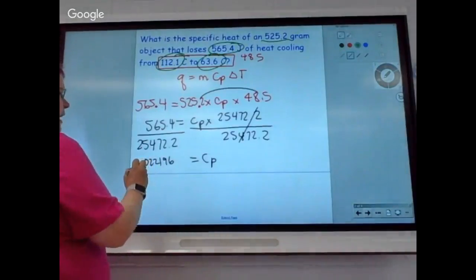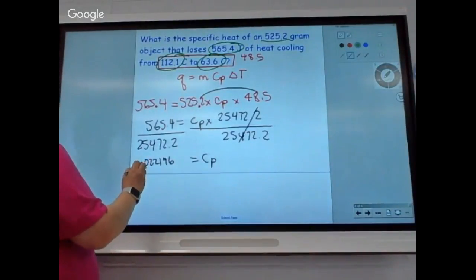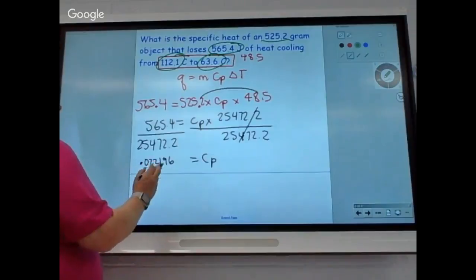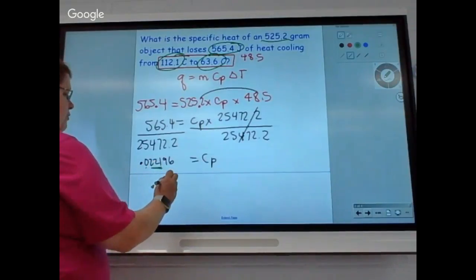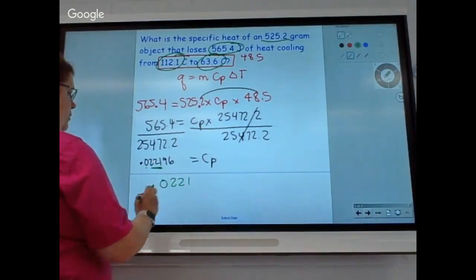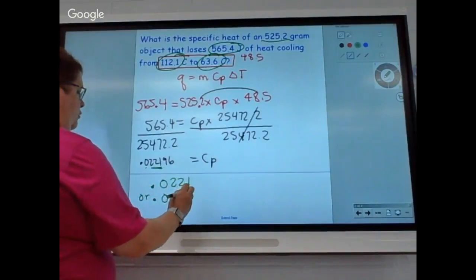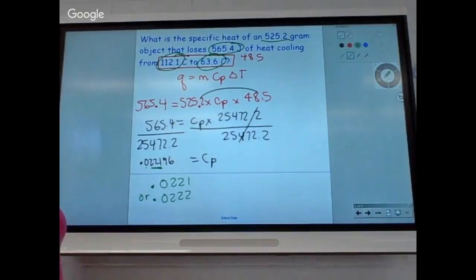So does this number count? No. So I need these 3 right here. So 0.0221, or if you round it up, 0.0222. Either answer is fine.